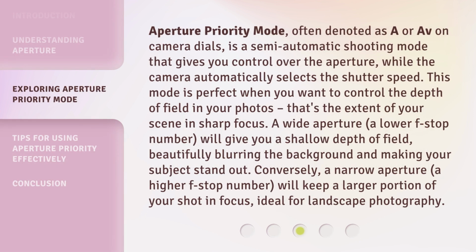Aperture Priority Mode, often denoted as A or AV on camera dials, is a semi-automatic shooting mode that gives you control over the aperture, while the camera automatically selects the shutter speed. This mode is perfect when you want to control the depth of field in your photos. That's the extent of your scene in sharp focus. A wide aperture, a lower f-stop number, will give you a shallow depth of field, beautifully blurring the background and making your subject stand out. Conversely, a narrow aperture, a higher f-stop number, will keep a larger portion of your shot in focus, ideal for landscape photography.